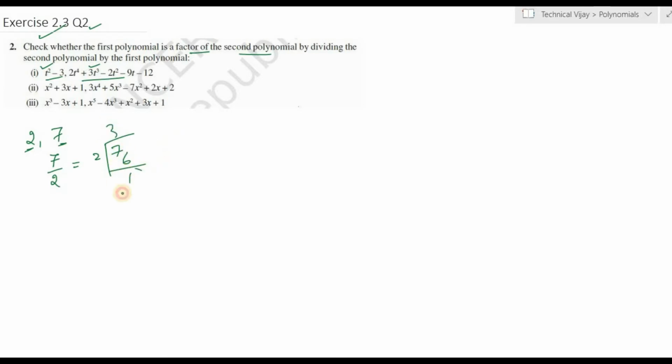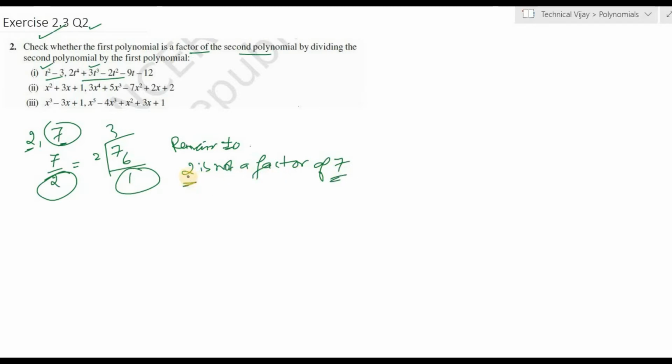So here, if the remainder is not equal to 0, that means 2 is not a factor of 7. In this way we can decide. So if you divide one polynomial or one number into another number, and the remainder comes 0, then it is a factor of that other.